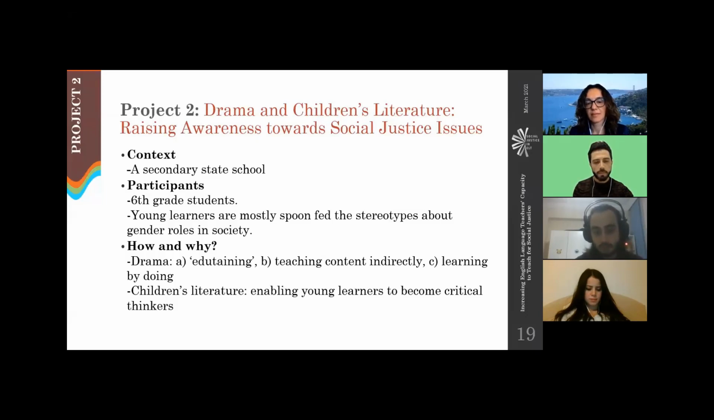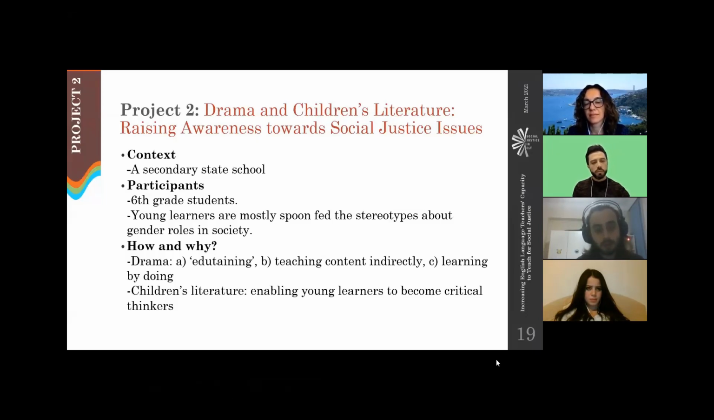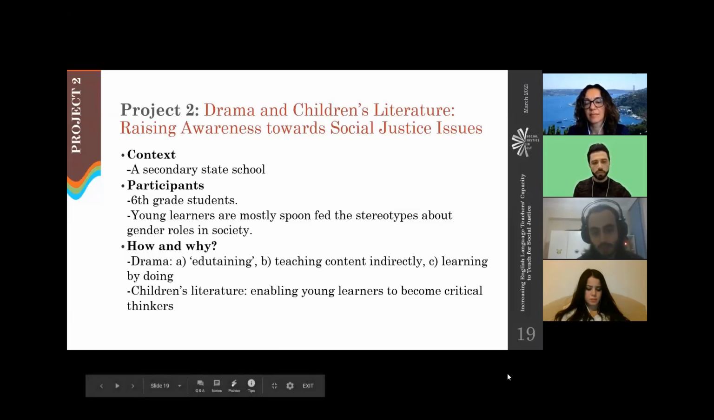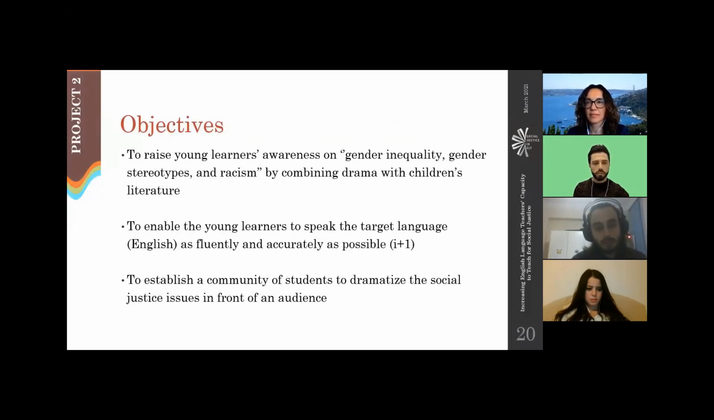Through children's literature, I accomplished this because I've chosen 3 books. They were about gender stereotypes and inequalities. So I wanted to aim that I would enable my young learners to become critical thinkers by exposing them to such literature. I had 3 objectives.